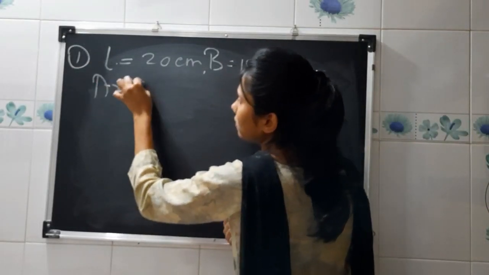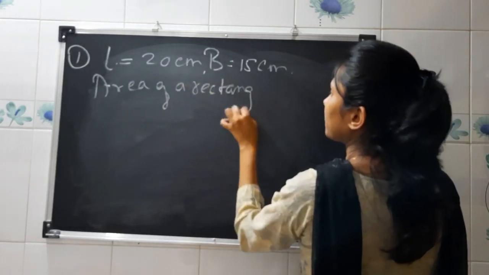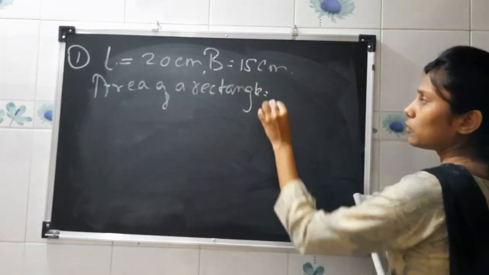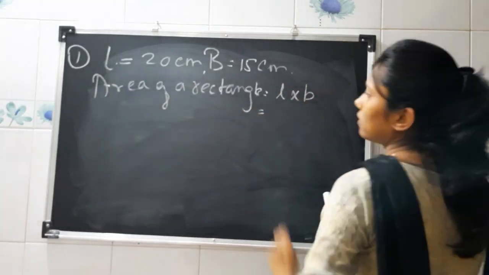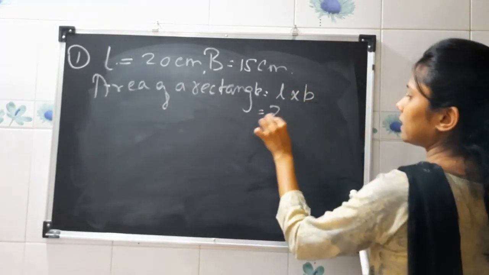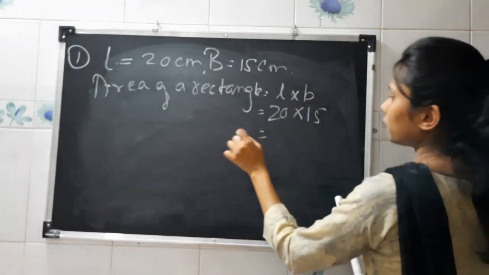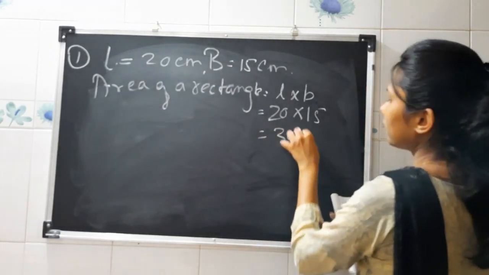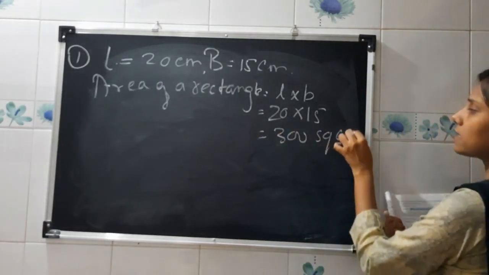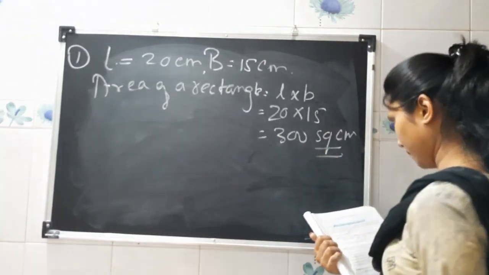So therefore, the area of a rectangle is equal to the formula length into breadth. You have to write the full formula, length into breadth. That is, length is 20 multiplied by breadth is 15. So 300 square centimeter is the area of the rectangle. Okay.